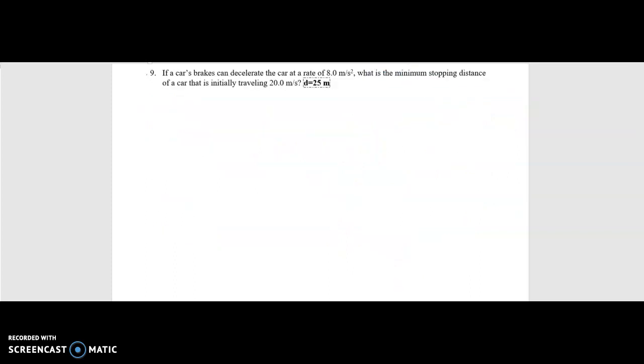Okay, here's one last problem we're going to squeeze in this video. Let's get into it. So we know that a car's brakes can decelerate. Hey, acceleration. If it's decelerating, it's negative 8.0 meters per second squared. And its minimum stopping distance, so we want a final velocity equals 0. That's what stopping means.